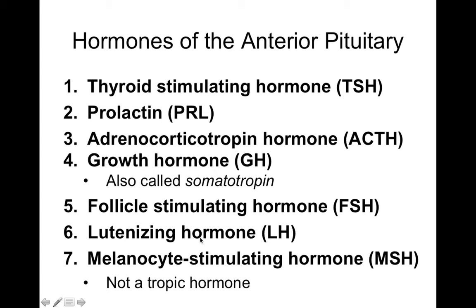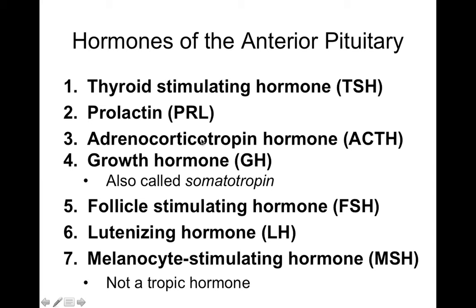Now, some of the hormones that are released by your anterior pituitary include thyroid-stimulating hormone, prolactin, adrenocorticotropic hormone, growth hormone, follicle-stimulating hormone, luteinizing hormone, and melanocyte-stimulating hormone. What's nice about these hormones is they're often named for exactly what they do. So thyroid-stimulating hormone stimulates the thyroid gland. Prolactin stimulates mechanisms involved in lactation. Make sense?